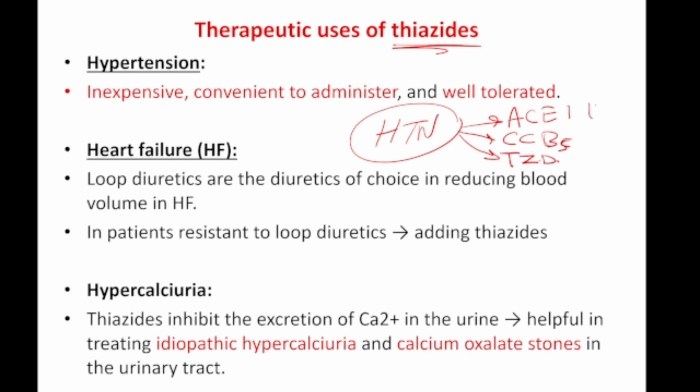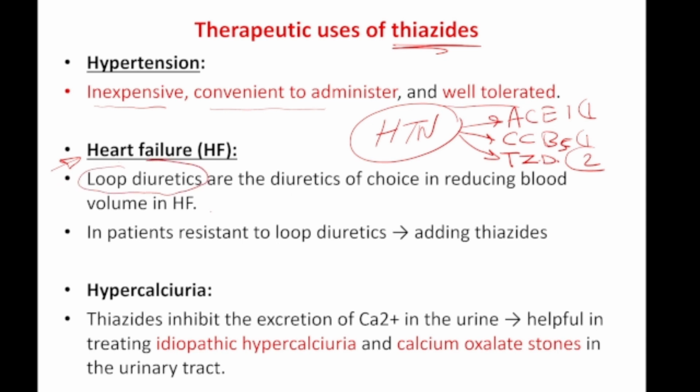Okay, so number one, and this is number two. The reason we choose thiazide is because thiazide is inexpensive, convenient to administer, and well tolerated. This one is for heart failure. Then for hypertension, number one indication or use is hypertension, because this medication is convenient to the patient, well tolerated, and inexpensive. This medication is used for heart failure, yes, but it's not the first choice. We prefer to prescribe a loop diuretic.